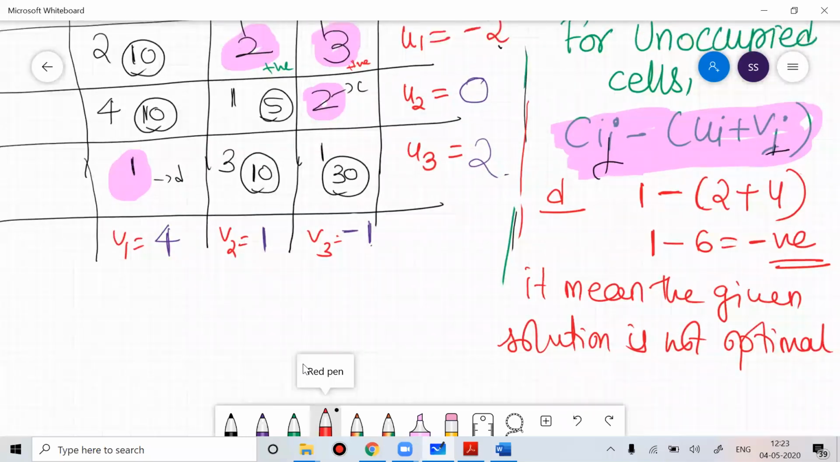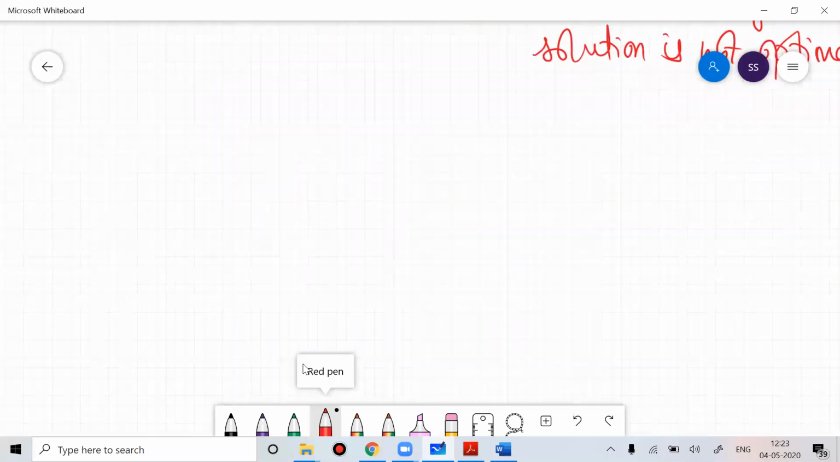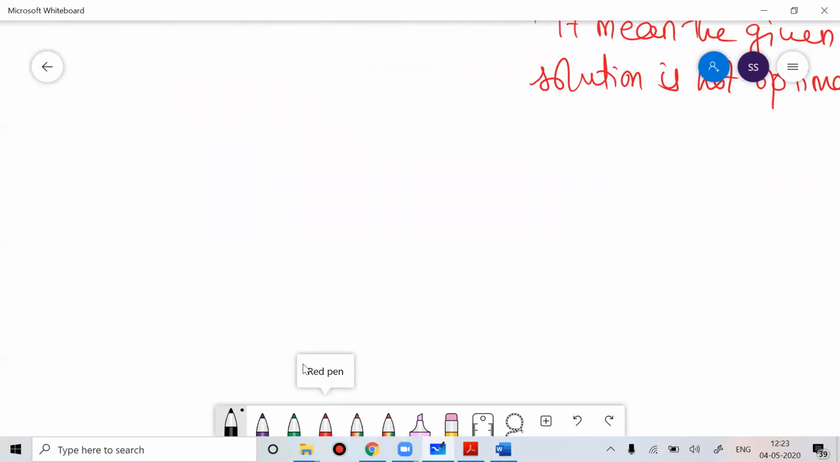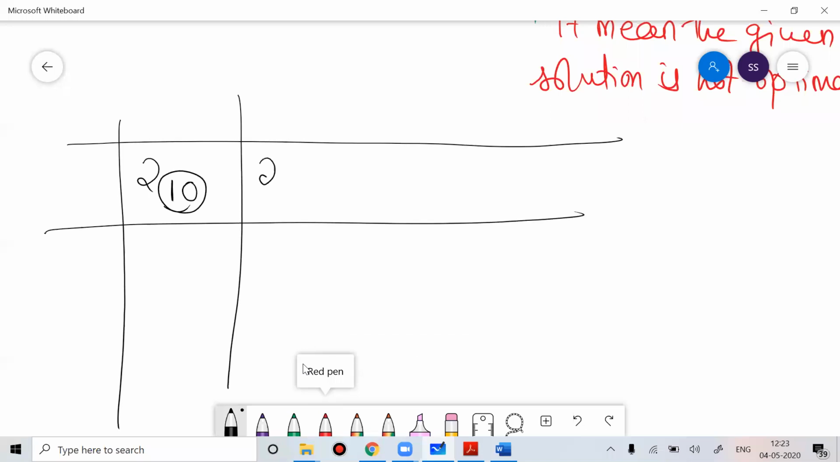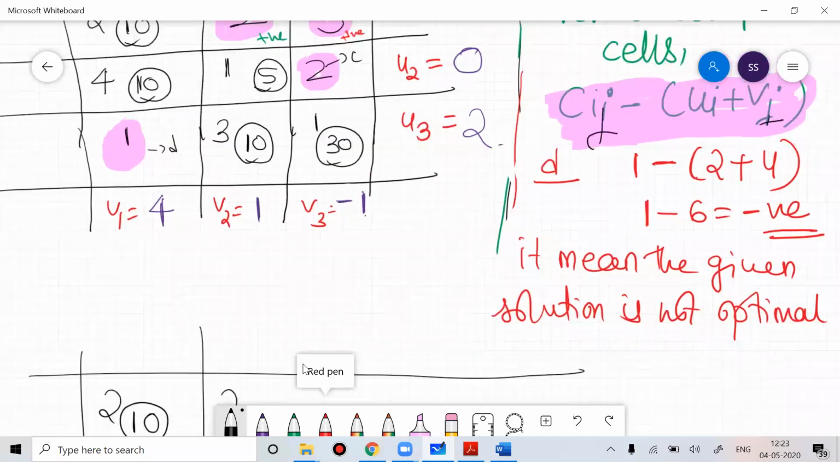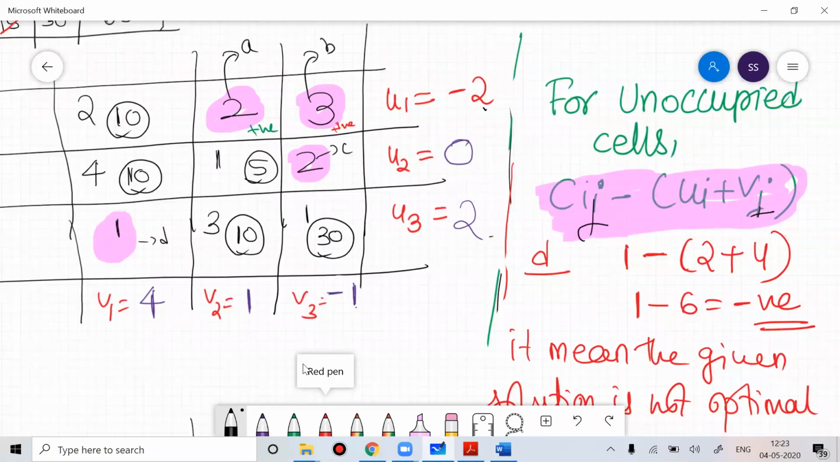So this given solution is not optimal. So what we'll do now, we got the solution. Again, I'm writing this.